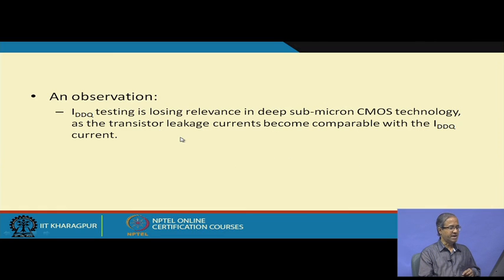Now, one observation is that in present day deep submicron test technology, this IDDQ testing is becoming difficult to use, because of the transistor leakage currents. There are billions of transistors in a chip. So, if you take the sum total of all the leakage currents, that becomes comparable with the IDDQ current which you are measuring. So, distinguishing between the short circuit case and the non short circuit case is becoming blurred. The difference in the current will not be that significant, right.